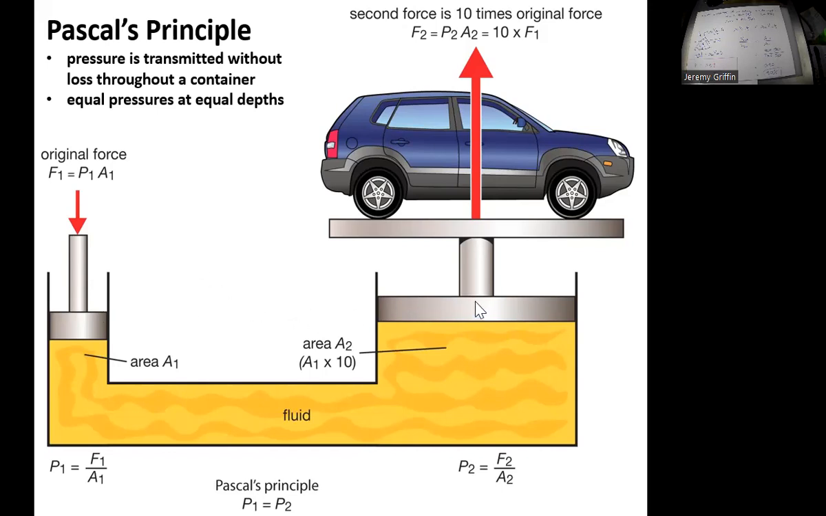So even though you're 10 times as strong, you have to push 10 times the distance to lift the car. This reminds me a lot of your pulley systems from last semester. You could rig up a pulley system to get a mechanical advantage, maybe 3-to-1, so you're 3 times as strong. But the catch was you had to pull 3 times the string, so energy was still conserved. So there you go, Pascal's principle.